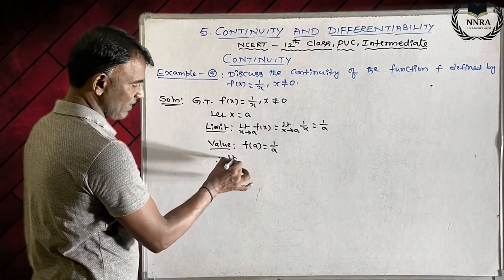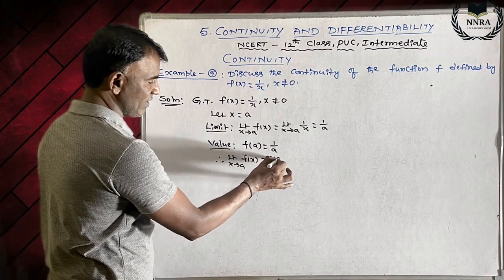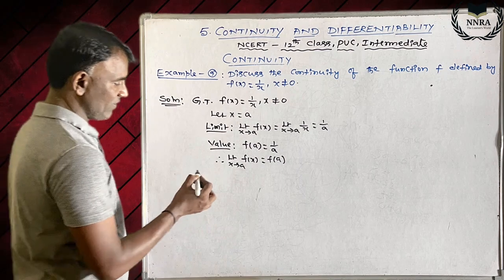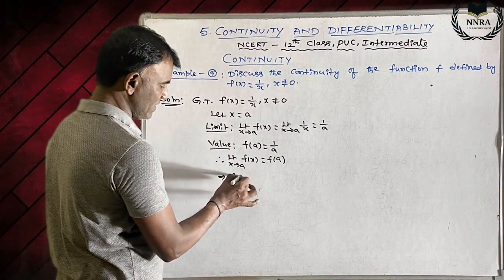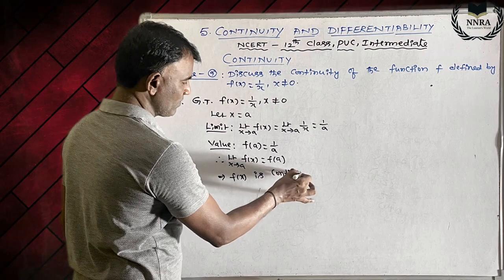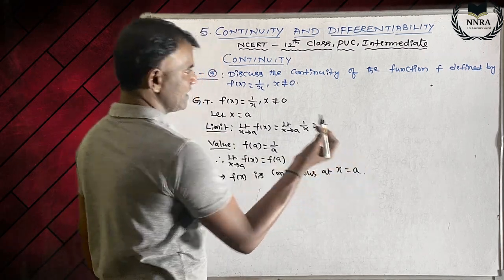Therefore, limit as x tends to a of f of x equals f of a. So both are equal, limit equal to value, right? Then what is the meaning of this? f of x is continuous at x equal to a. That is the answer.